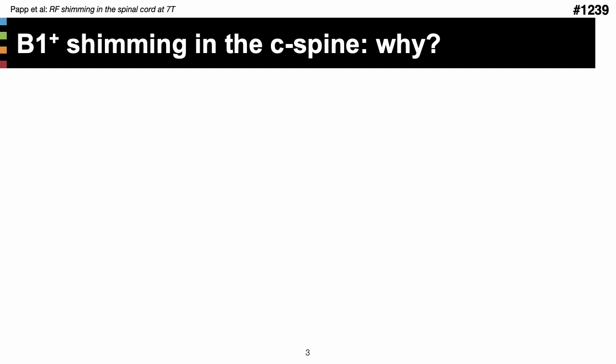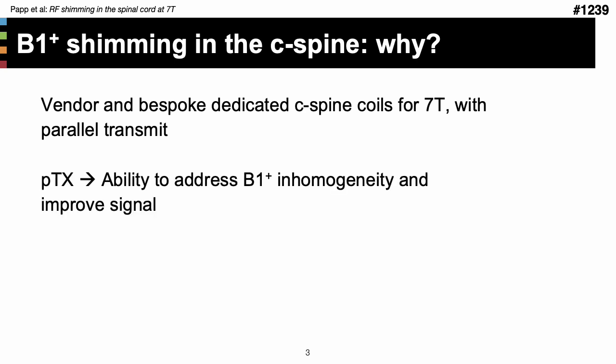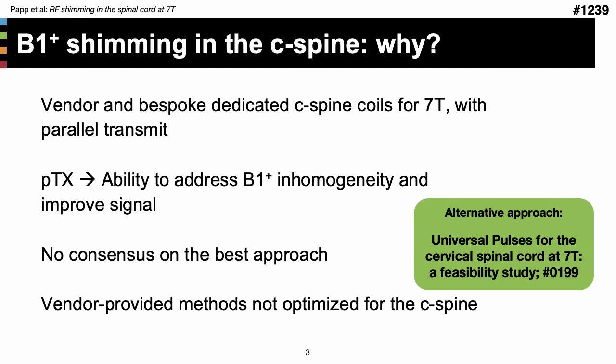Why do we want to do B1 plus shimming in a cervical spine? In recent years, there have been a number of vendor-provided and bespoke dedicated C-spine coils for 7T, some with parallel transmit capability. If we have PTX, then we have the ability to address B1 plus inhomogeneity and therefore improve our signal. However, there has been no consensus on what the best approach is, and vendor-provided methods do not appear to have been optimized for the cervical spine. If you're interested in an alternative approach, I invite you to take a look at my e-poster on universal pulses.